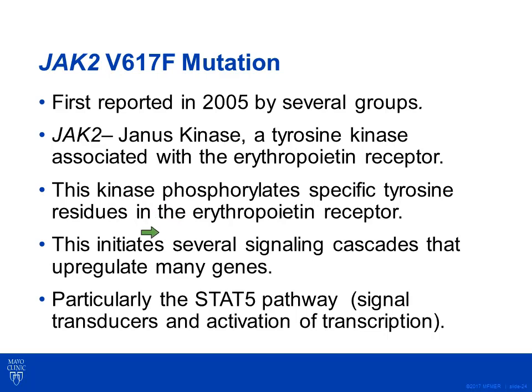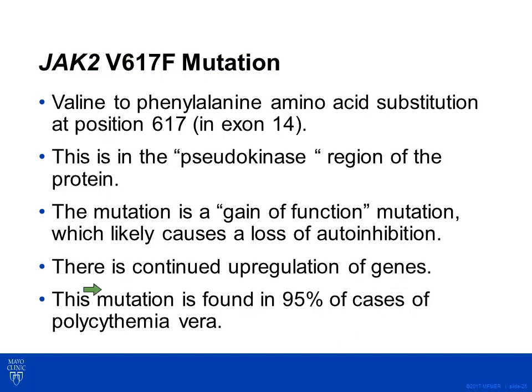What this does then is it initiates several signaling cascades, with the end result that we get upregulation of many genes. Particularly important is one you may have heard of, the STAT5 pathway, standing for signal transducers and activation of transcription. The nomenclature, if you're not familiar, the V617F refers to a valine to phenylalanine amino acid substitution at position 617, and that is in exon 14 of the gene. This is in the pseudokinase region. It's not actually in the active site.